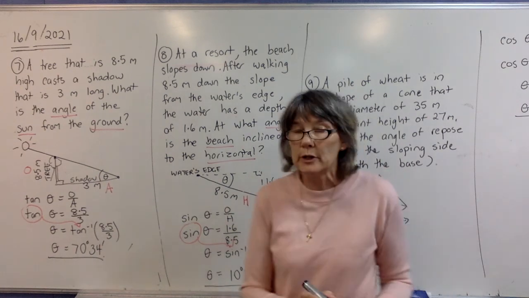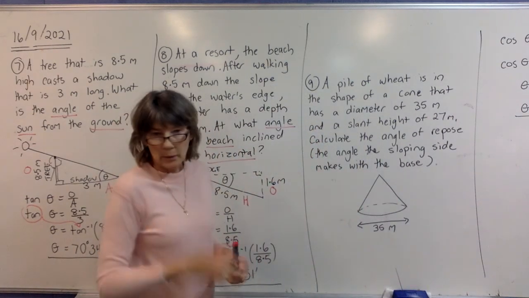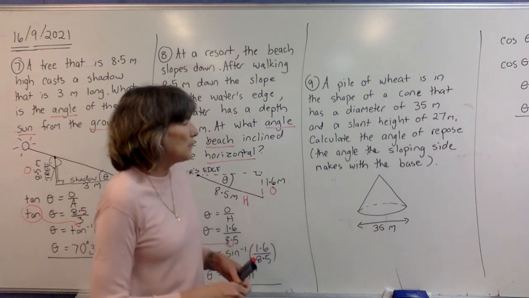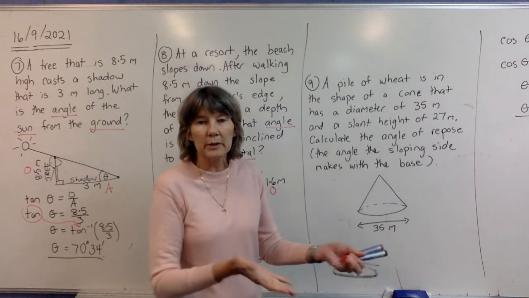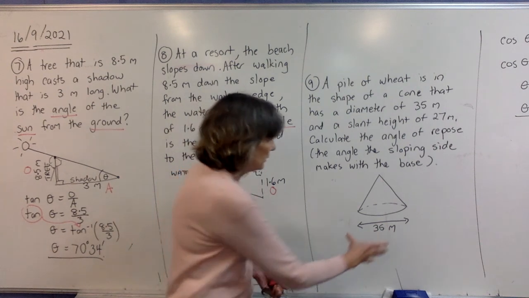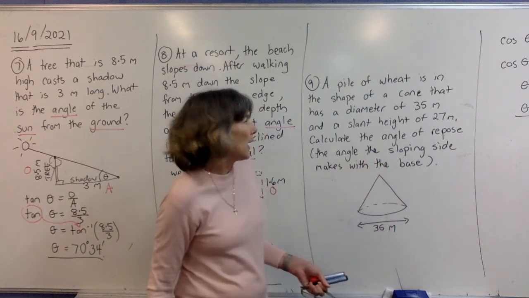Okay, and our last question, number 9. So we have a pile of wheat. It's in the shape of a cone. So I've drawn it. It's not going to be a cone going the other way because it's a pile of wheat. It's sitting on the ground and it's going to be stacked like that.